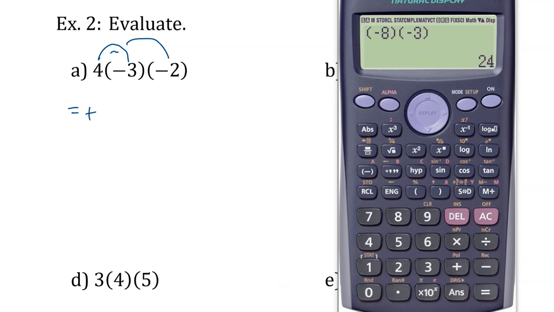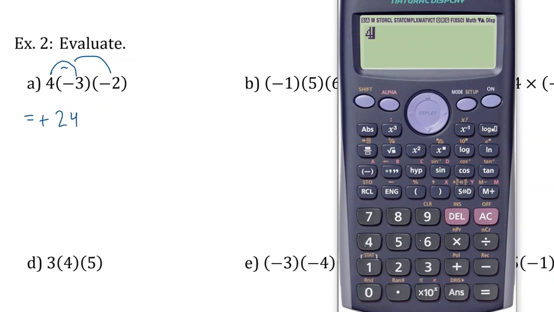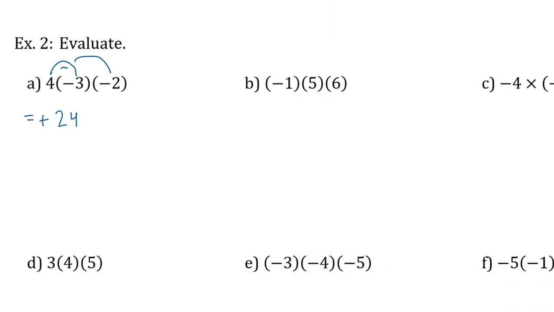4 times 3 times 2, 24. Four times negative 3 times negative 2, positive 24. This question had two negatives, so they cancel out to a positive, and the result is positive. A negative times a positive is? Negative times positive is? So this result is going to be negative. It only has one negative, so the result is going to be negative.